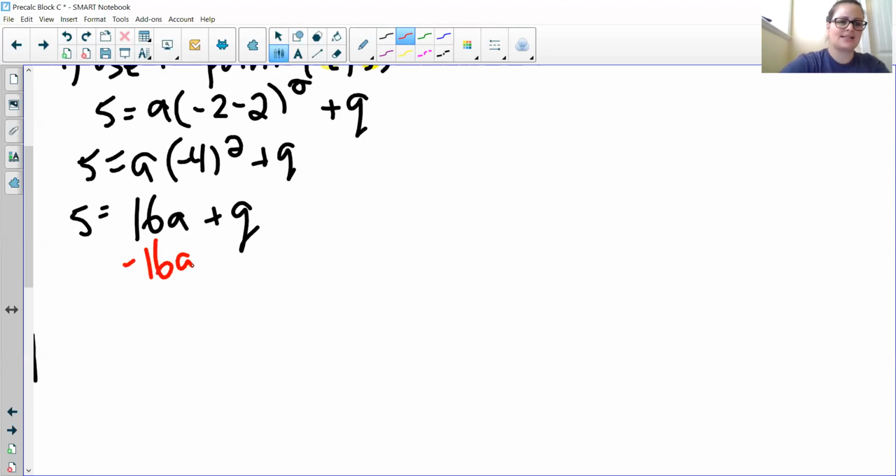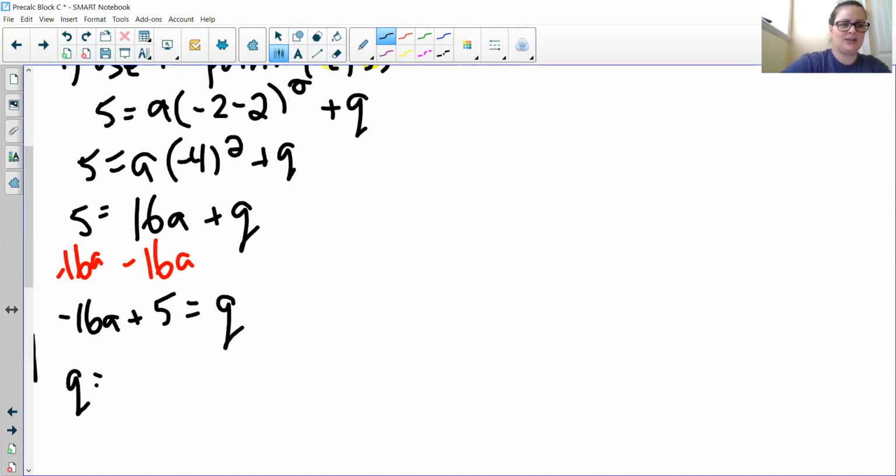I'm going to subtract 16a from both sides. And I'm going to get 5 minus 16a. I'm going to rewrite that: -16a plus 5 equals q. So that's the same thing as saying q equals -16a plus 5. Again, the left and right sides are arbitrary. You can switch them back and forth as much as you want.